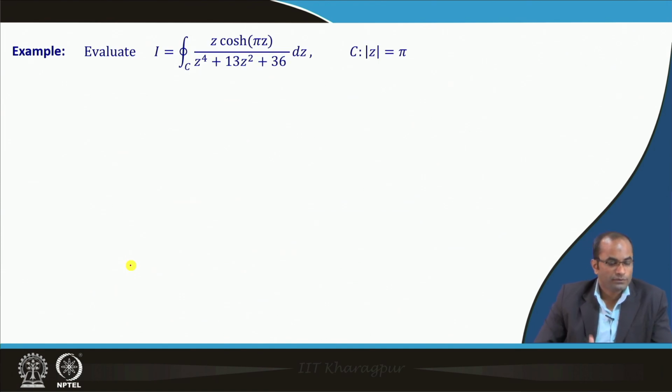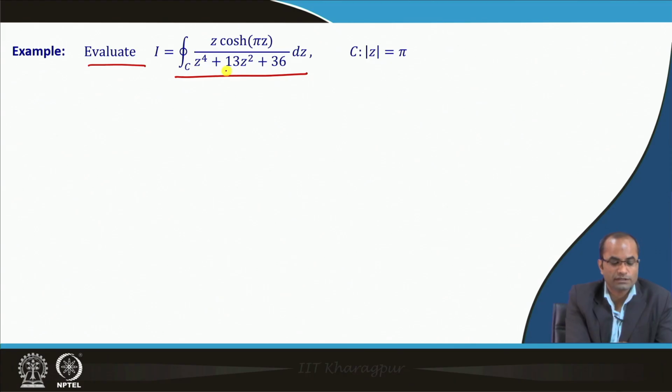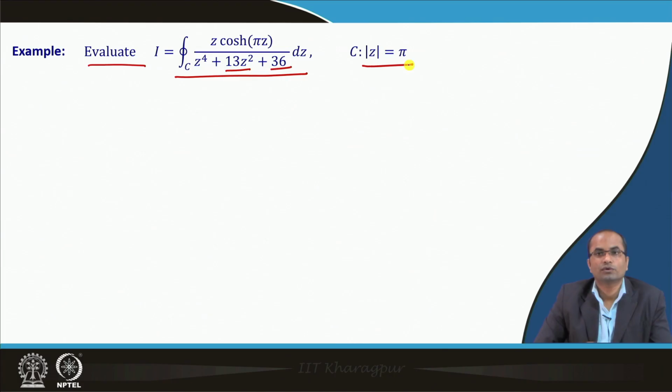So, another example which we will see in this lecture now: we will evaluate this integral, where we have z, z to the 4, 13 z square and 36 in the denominator, and mod z is pi. Again we have to look for the singular points, and then we have to classify these singular points, and accordingly we have to get the residue and then apply the residue theorem. So all these points are to be used again.